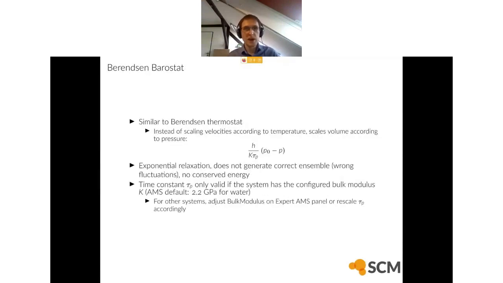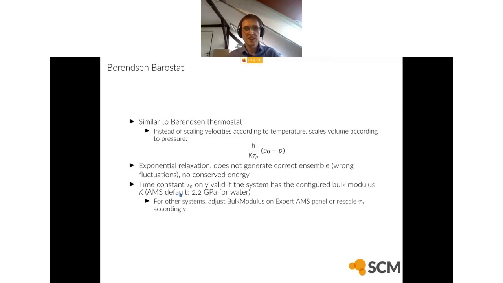Let's now take a look at barostats quickly. The Berendsen barostat is fairly similar to the thermostat of the same name, but instead of scaling velocities according to temperature, it scales the volume of the system according to pressure. That's pretty much all there is to say about the Berendsen barostat. It still has the same properties as the Berendsen thermostat. It relaxes exponentially, does not generate anything like the correct ensemble, the fluctuations are all wrong, and it does not have any conserved energy.